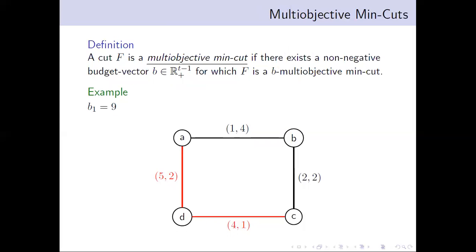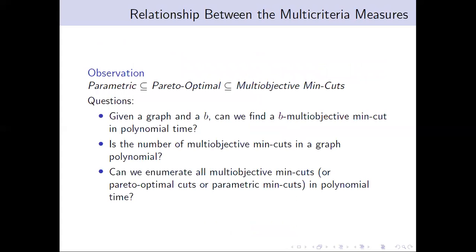Finally, we define a multi-objective min cut as a cut that's a B multi-objective min cut for some B. So in the multi-objective min cut problem, like in the parametric min cut and Pareto optimal cut problems, we are not given a budget as part of the input, just the graph with edge costs. So how do these different measures relate to each other? Well, it turns out that every parametric min cut is Pareto optimal, and every Pareto optimal cut is a multi-objective min cut. However, as the examples have shown on the previous slides, these containments can be strict.